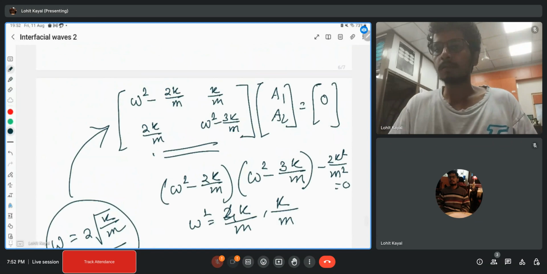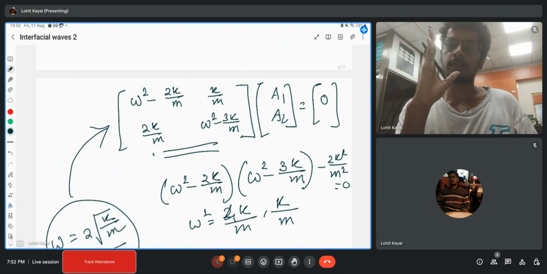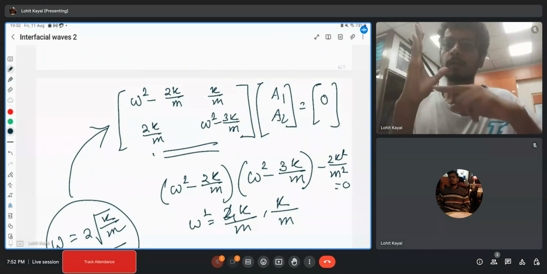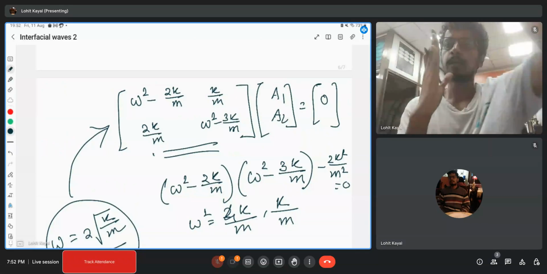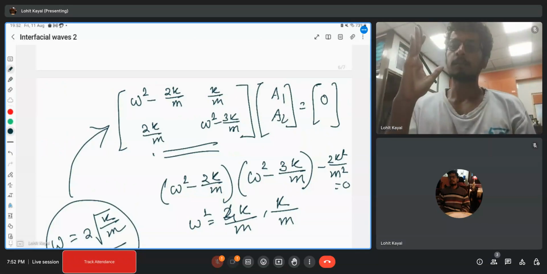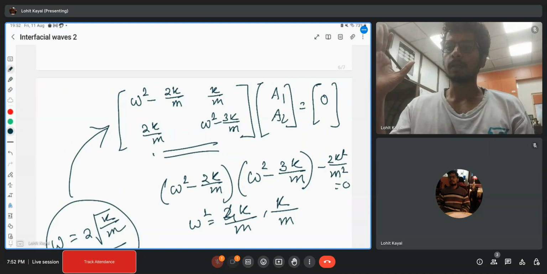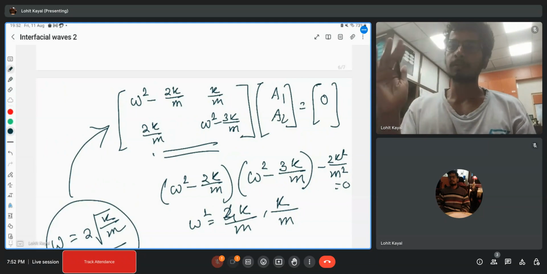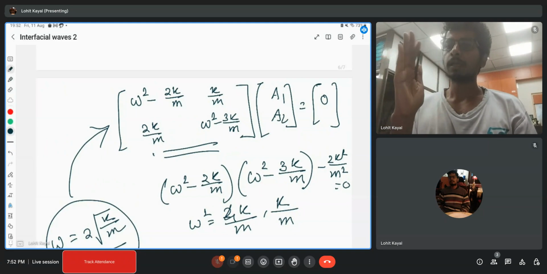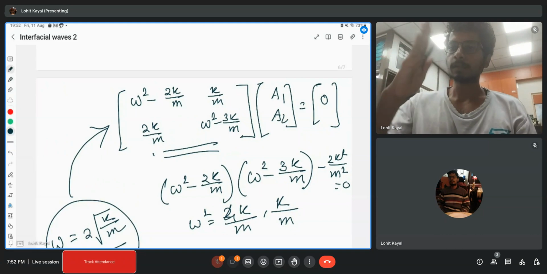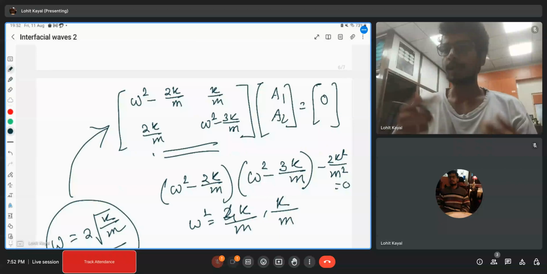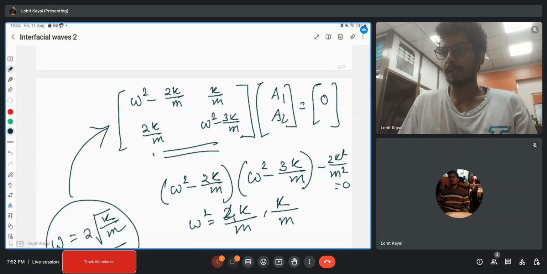One intuition was, so this is your system. One spring is attached here and another spring is attached from here. Suppose you move both masses by an equal amount in the same direction, that is one possible mode. And if you move them in the opposite direction, just like this, that can be another possible mode. Now let's verify that.